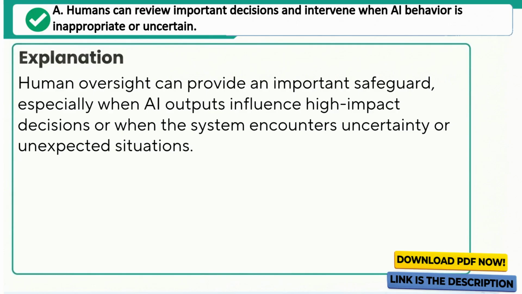Correct answer. A. Humans can review important decisions and intervene when AI behavior is inappropriate or uncertain. Explanation. Human oversight can provide an important safeguard, especially when AI outputs influence high-impact decisions or when the system encounters uncertainty or unexpected situations.